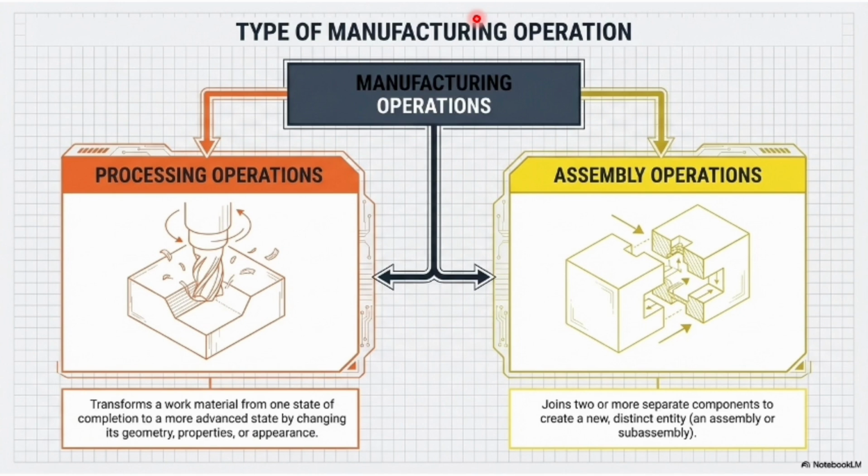A simple example is a bicycle. Making the frame tubes or machining the wheel hub are processing operations. Joining the frame, wheels, brakes, and chain together is assembly. Most manufactured products involve both. First, individual parts are created through processing, then those parts are joined through assembly. So let us first focus on processing operations and see the main categories inside them.